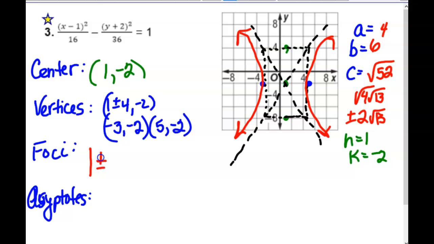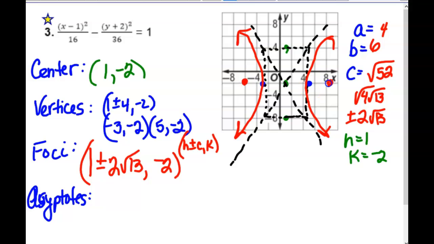H plus or minus C, comma K, is that right? Did I read it right, guys? For when it opens sideways, is it H plus or minus C, comma K? Everybody find it? All right, did anybody do the decimals? So it's pretty far inside, which makes sense because they're pretty wide open, right?